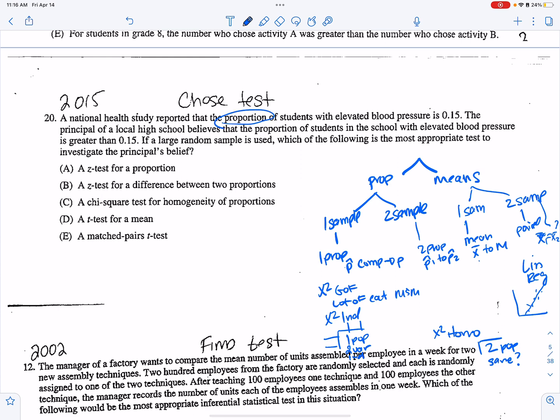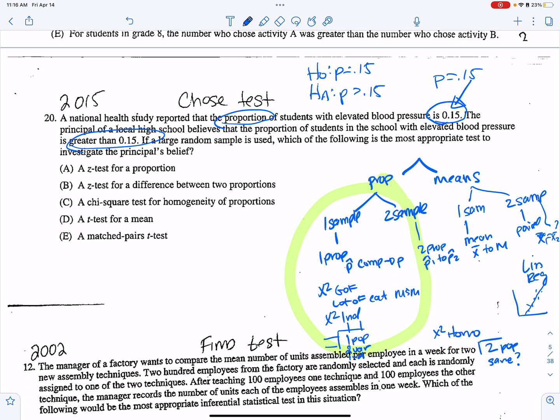It says proportion. So immediately when I see proportion, I know it has to be somewhere over here. It says a national health study reported that the proportion of people with elevated blood pressure, and so that's a P, meaning that's a national study. Then it says the principal of the local high school believes the proportion of students with elevated blood pressure is greater. So that sounds like I have an H0: P is equal to 0.15 and an HA: P is greater than 0.15. And it says it uses a large sample. It doesn't tell me what I get, but obviously I'm going to get some sort of P hat and I'm going to compare it to that.